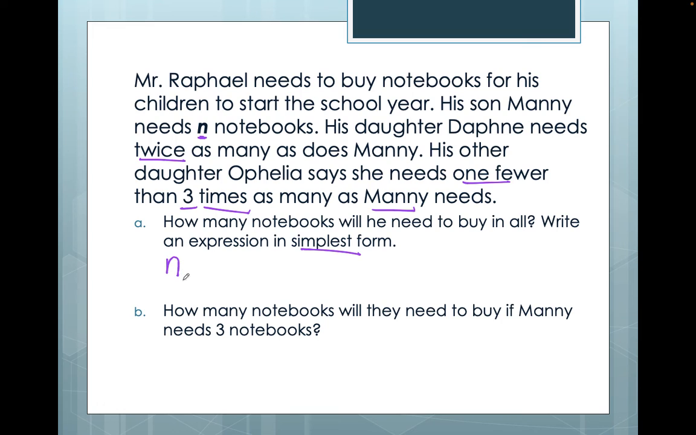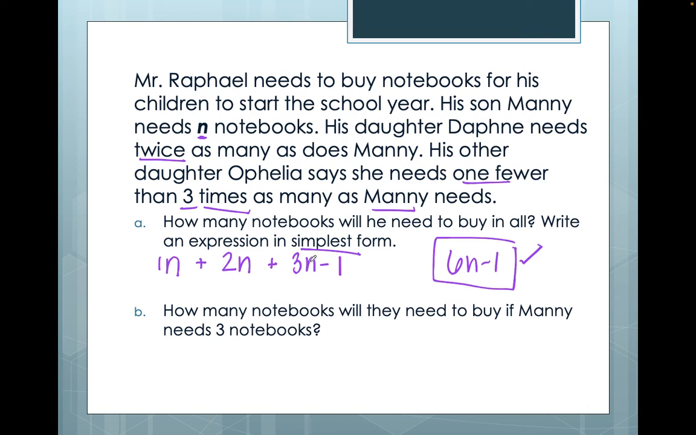So we know that Manny needs N, plus Daphne needs twice as many as Manny. That's 2N, plus Ophelia needs 1 fewer than 3 times as many as Manny. That's 3N minus 1. All together, we have 1 plus 2, that's 3N, plus 3N, that's 6N, minus 1. In simplest form. This is correct, but it's not in simplest form. So the answer we're looking for here is 6N minus 1.